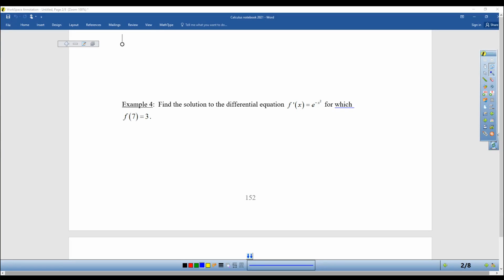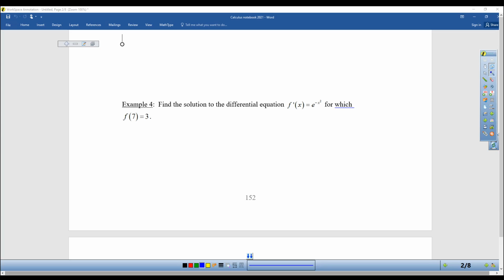So I realize that so far this is all review, and we have one more review problem to do before we actually get to slope fields. This is from a couple videos ago. This was the fundamental theorem of calculus. See if you can find the solution to the differential equation for which f of 7 is equal to 3.